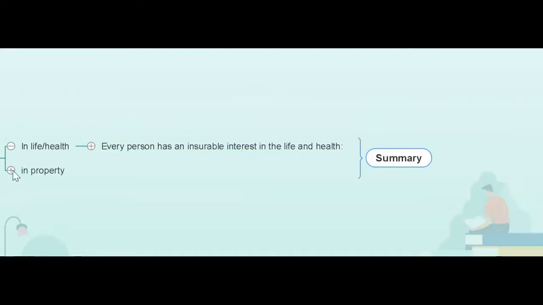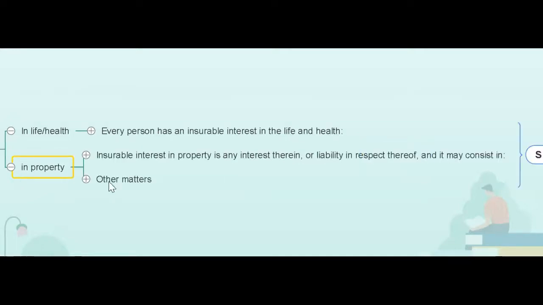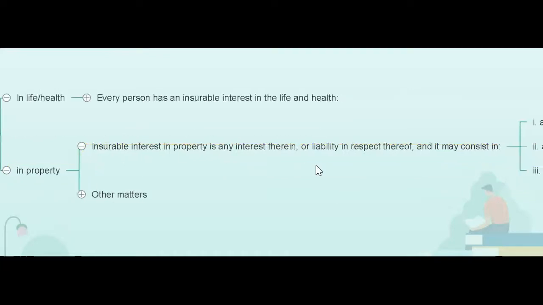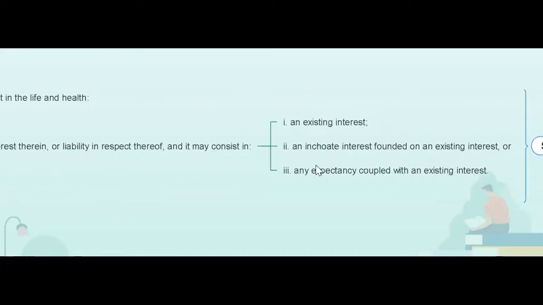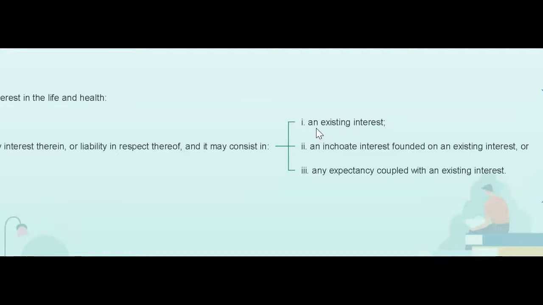How about in property? The insurable interest in property is any interest therein or liability in respect thereof, and it may consist in the following. First, an existing interest. Second, an inchoate interest founded on an existing interest or any expectancy coupled with an existing interest.